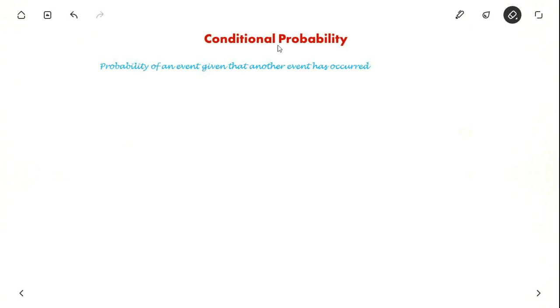In this video we will see about conditional probability. Conditional probability is nothing but the probability of an event given that another event has occurred.